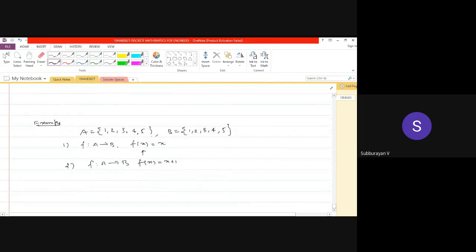Now let me give another example. Suppose A is equal to the set of natural numbers, and B is equal to the set of real numbers, and I define, so this is the third one, f(x) equal to x square. Is it a function or not?